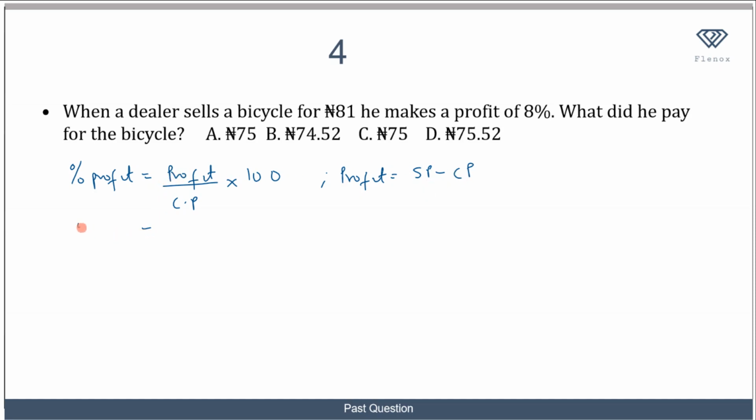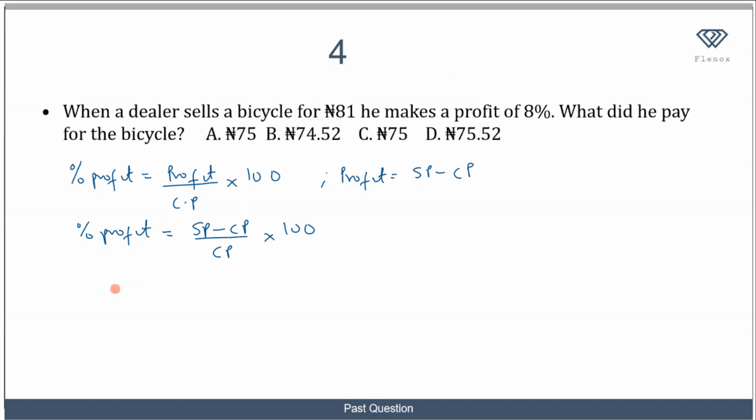So we have our percentage profit is equal to what? Our selling price minus our cost price over our cost price times 100. So we are told to calculate the amount he paid for the bicycle, which is another way of saying what is the cost price, if he sold it, the selling price, for 81, and if the profit is 8%. So we just substitute what we know into the equation.